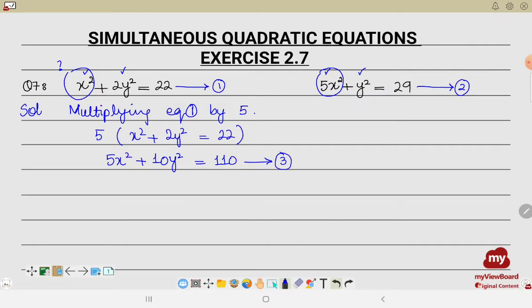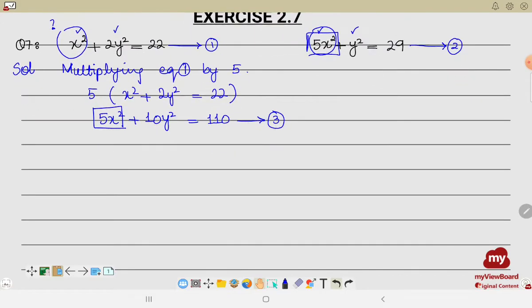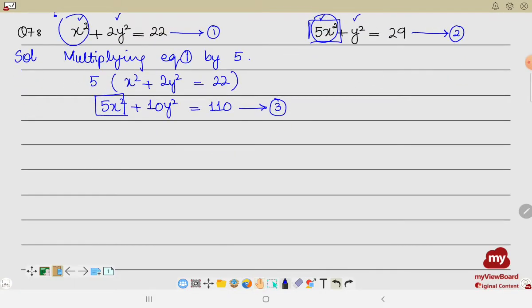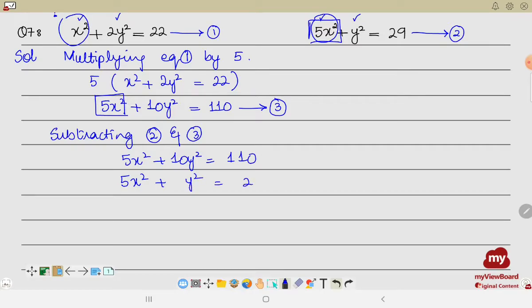Now if you see, 5x square is here and 5x square is here, so the two terms are the same. Now we can easily solve it. So we are going to write subtracting. Since the signs are the same, in order to eliminate these terms, we are going to subtract the two equations, subtracting 2 from 3. So 5x square plus 10y square is equal to 110, and the second equation is 5x square plus y square is equal to 29.